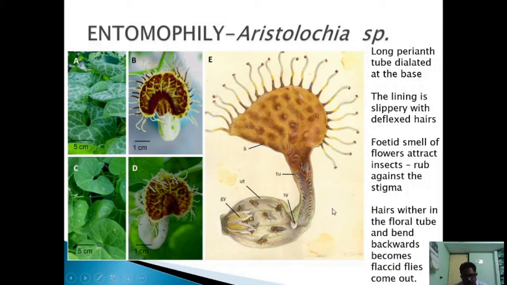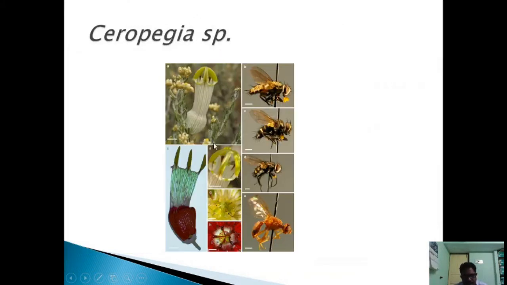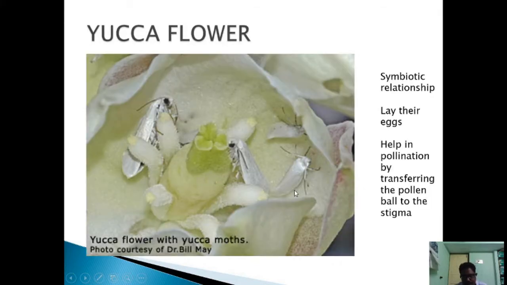Okay. Now this is another mechanism that is adopted by Aristolochia to pollinate the flowers, and this is Sarapugia, as I already told you. Now this also has a fly trap mechanism to pollinate. Now this is yucca flower, another good example where it has a symbiotic relationship where these moths lay their eggs in these flowers. At the same time, they help in pollination by transferring the pollen ball to the stigma.